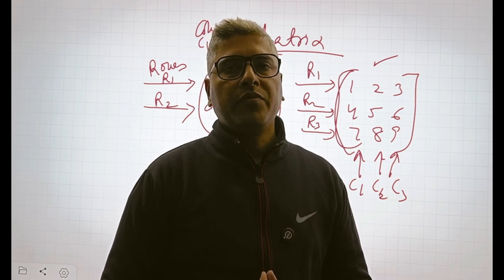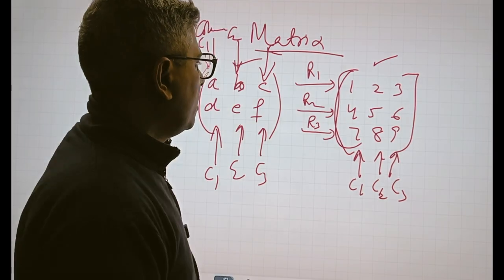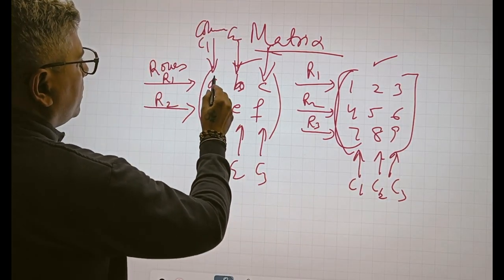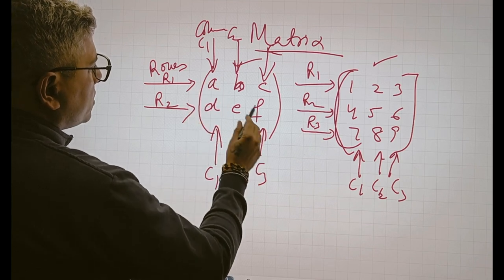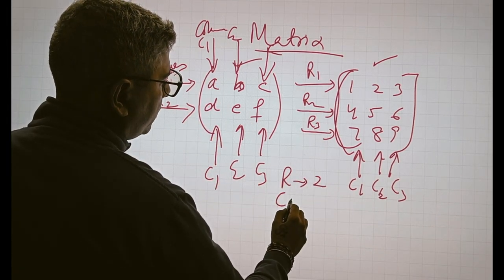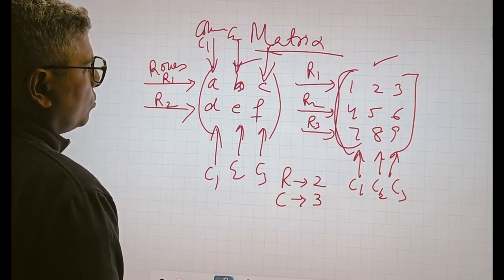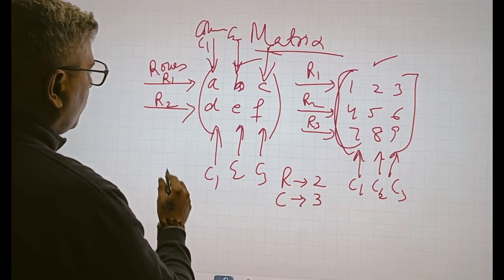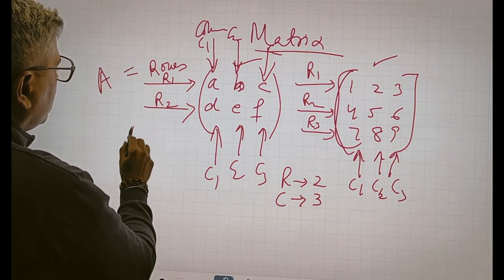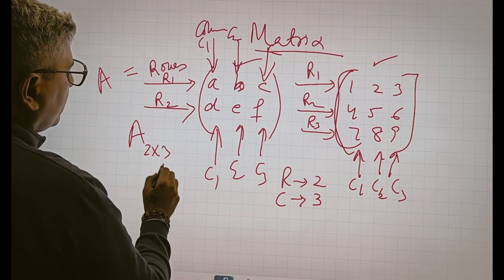You should be aware of the order of the matrix, that means how many rows and columns you are going to make. In this particular case, the number of rows is 2 and the number of columns is 3. So the order of this particular matrix, let us say this is matrix A, is 2 by 3.